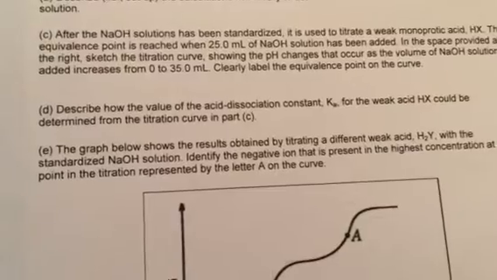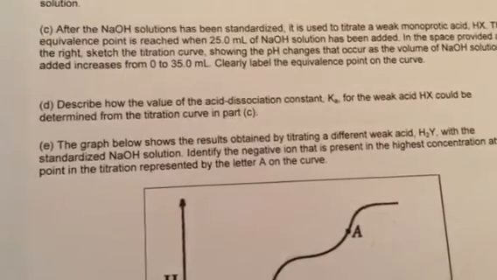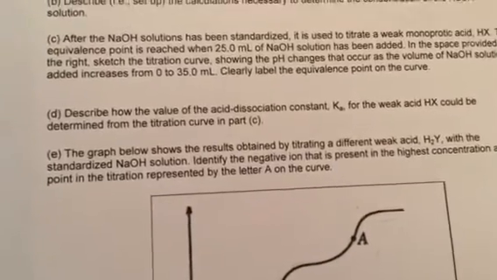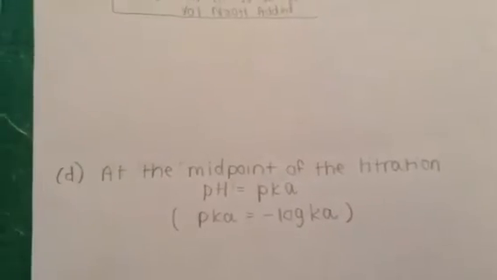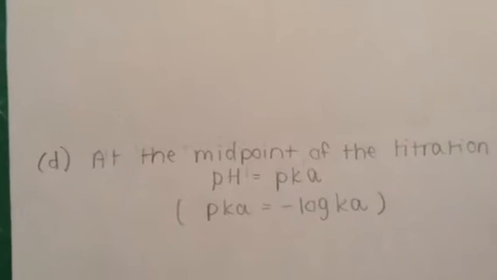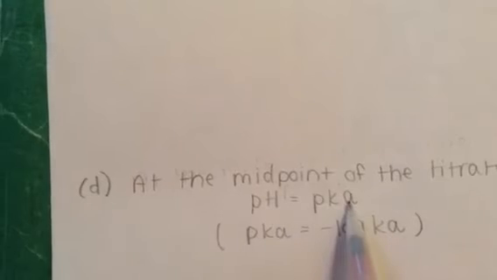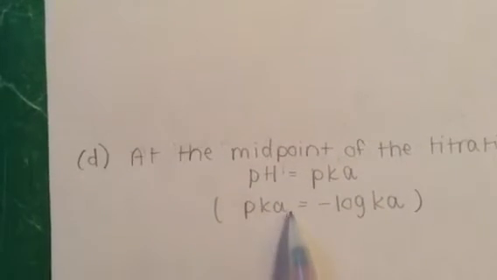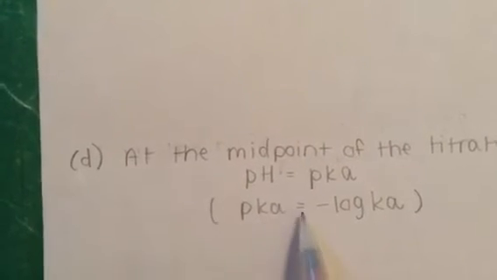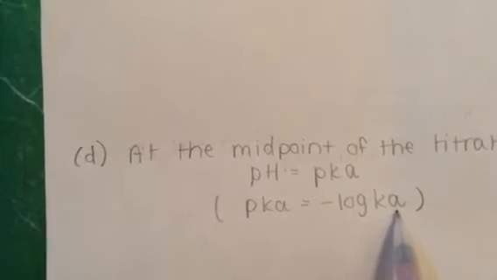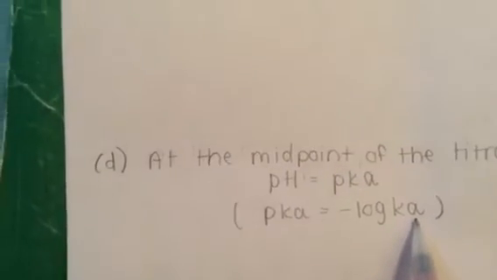Part D. Describe how the value of the acid dissociation constant, Ka, for the weak acid, HX, could be determined from the titration curve in Part C. So using the curve that you drew in Part C, you can find the midpoint of the titration curve. Once you find the midpoint, you can find the pH. The pH at this point will be equal to the pKa. Just take the pKa and plug it into the equation, pKa equals negative log of Ka, and you can find the Ka for the weak acid.